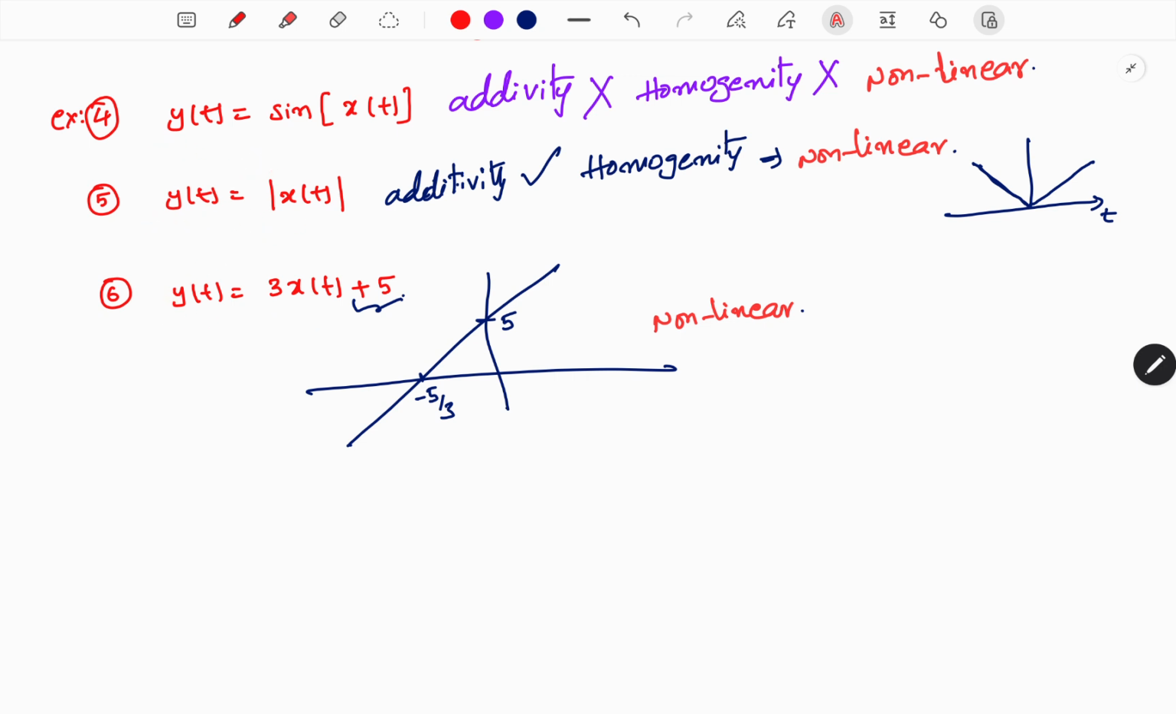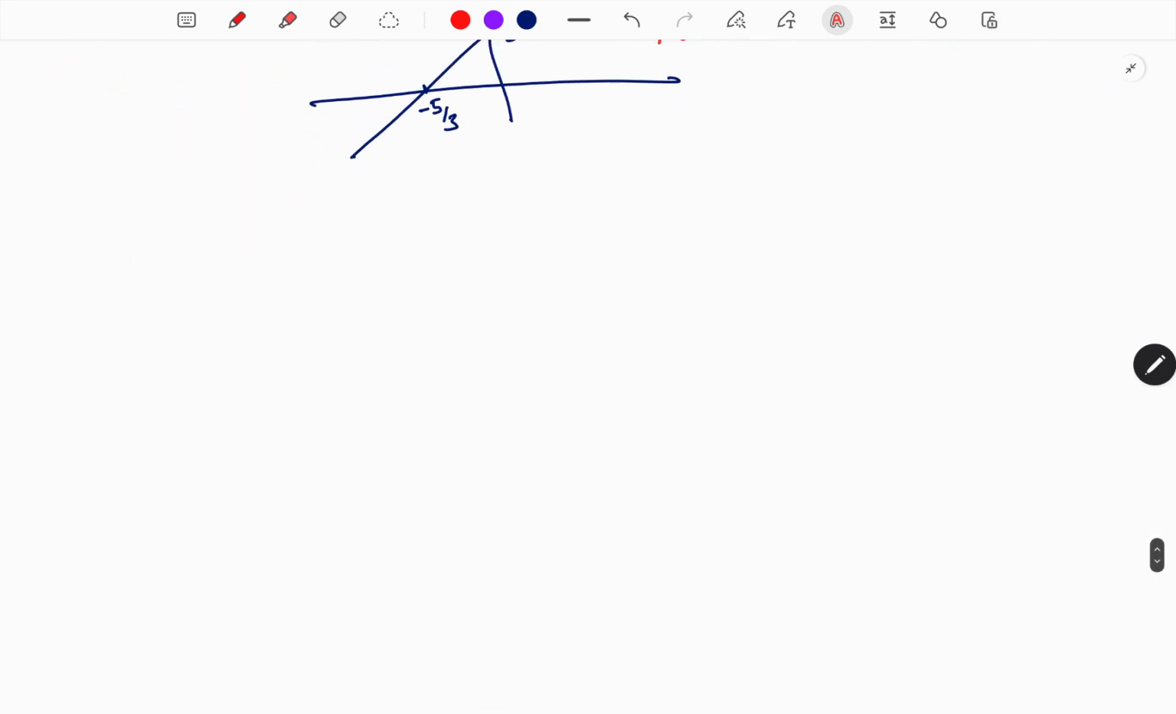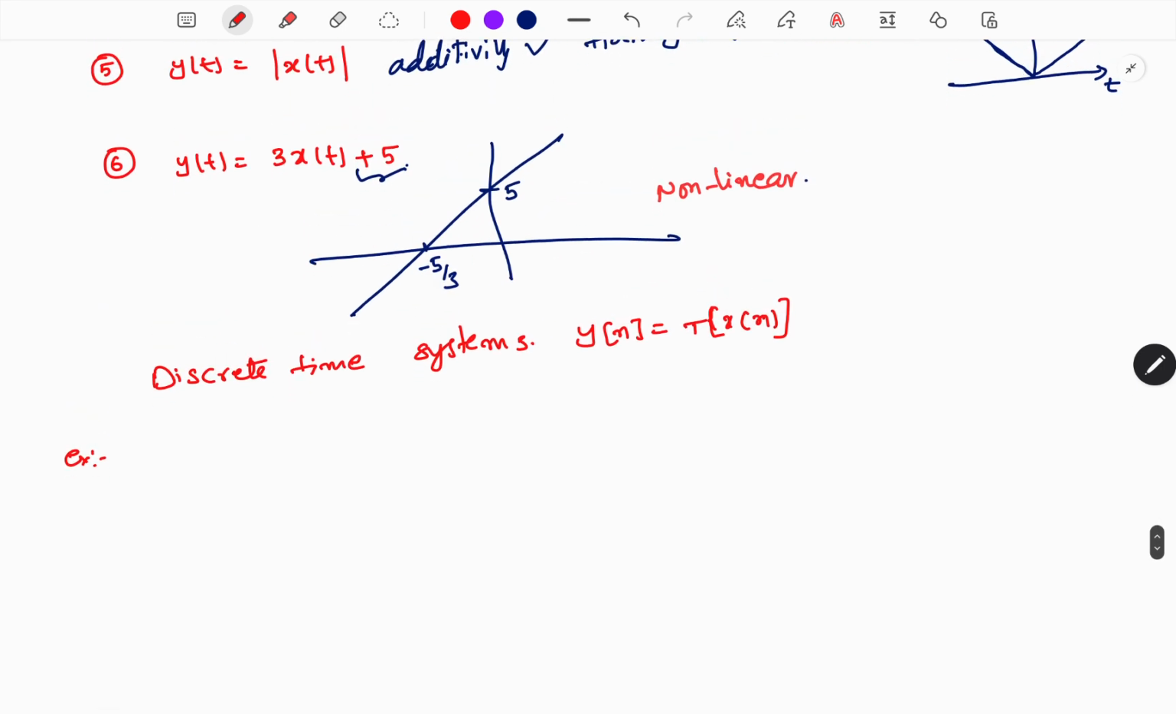Now we will see some examples in discrete time signals, discrete time systems. Y of n is equal to the transfer function of x of n. Otherwise we will continue the numbering. 6 is completed. Example 7.